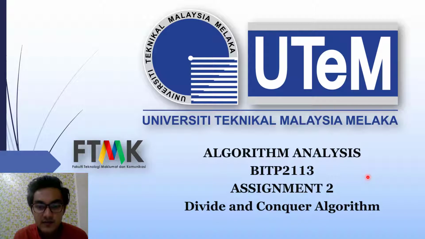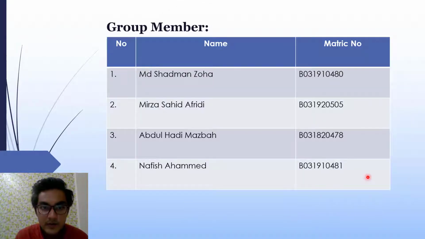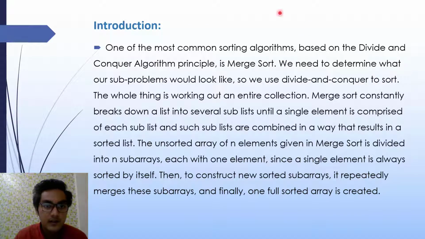In this video, I am presenting algorithm analysis assignment 2. This is based on divide and conquer algorithm. So this is our group member list. We have 4 group members. Now I am going to start with the introduction.